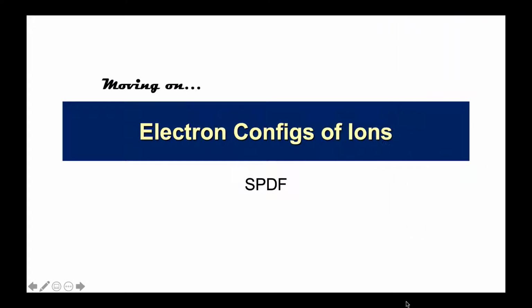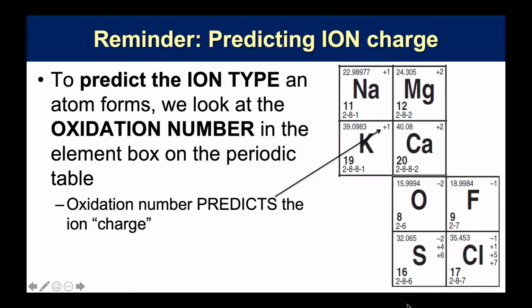Now, moving on, we're going to start to talk about electron configurations of ions, and this is our last topic in the video. As a reminder, to predict the type of ion that any atom is going to form, we have to look at the oxidation number in the upper right-hand corner of the box on the periodic table. So with that, we can see here, sodium has a +1 charge, magnesium +2, oxygen is -2.